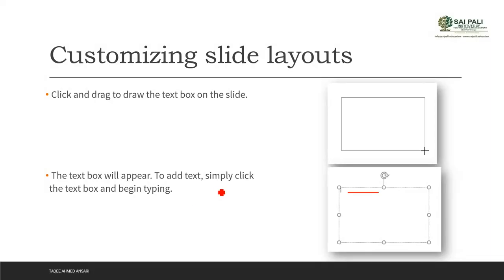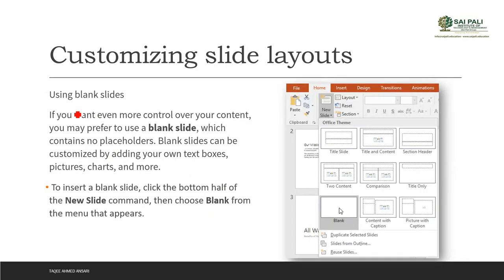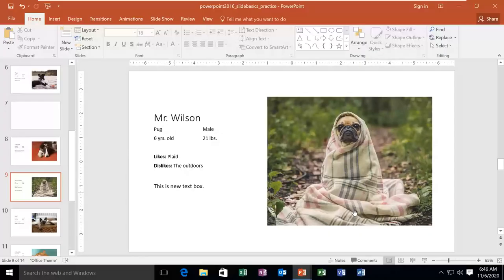Now if you want to create your own layout, if you want even more control over your content, you may prefer to use the blank slide, which contains no placeholder. So a blank slide can be customized by adding your own text boxes. You can create your own text boxes, you can add pictures, charts and more. For adding the blank slide, you can create it directly from here, the New Slide drop-down. Here you always have one option for blank. So you can add the blank and then customize it according to your requirement.